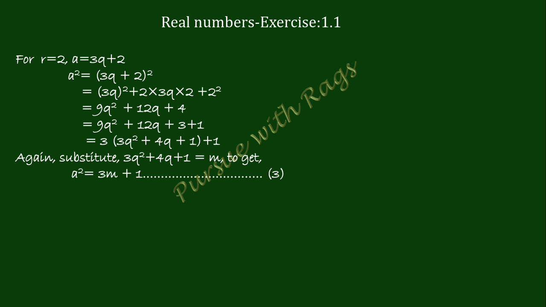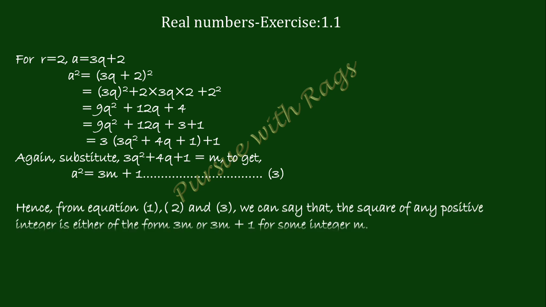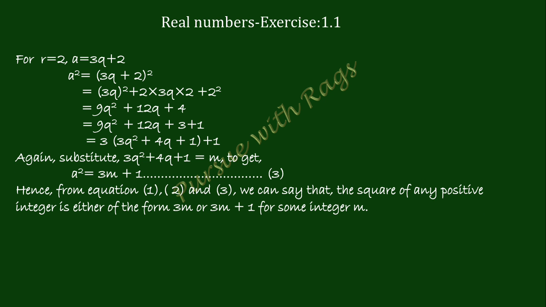When you see equations 1, 2 and 3, the square of a positive integer, that is a square, is either equal to 3m or 3m plus 1. So we can tell the square of any positive integer is either of the form 3m or 3m plus 1 for some integer m.